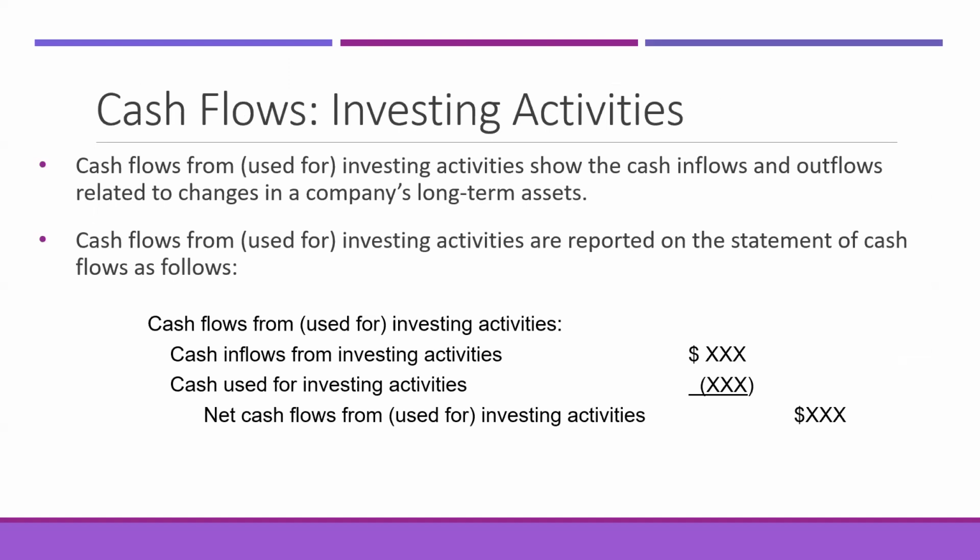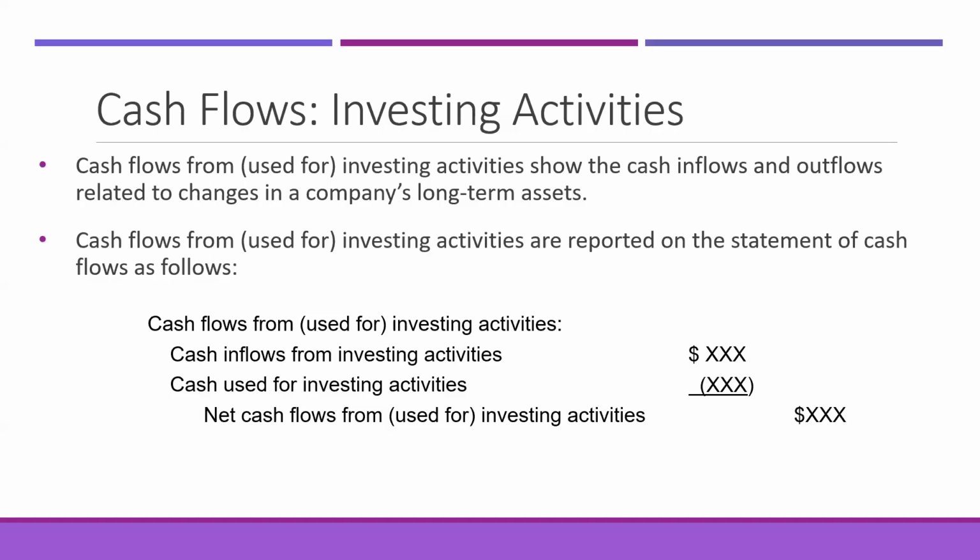For investing activities, we show the inflows and outflows for long-term assets: cash inflows from investing activities and then cash used for investing activities. In the homework, we'll have a whole bunch of lines. In the example in my homework walkthrough, we have cash paid for purchase of land, cash paid for purchase of equipment, cash received from sale of investment. And for those items, it's all about the cash.